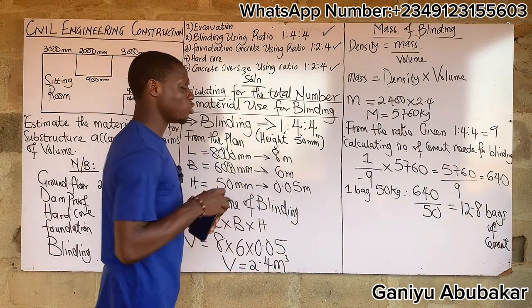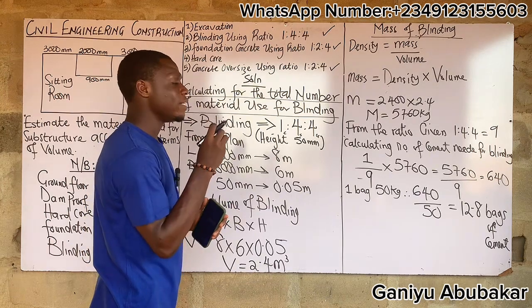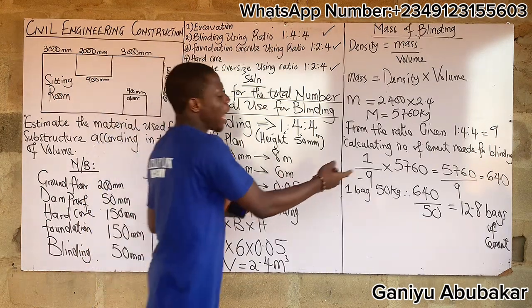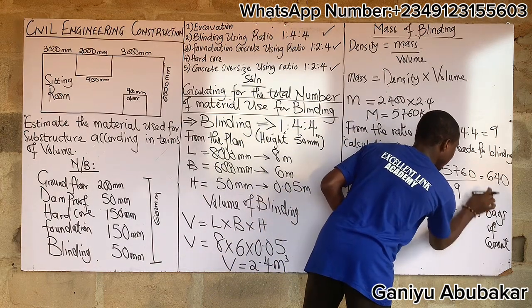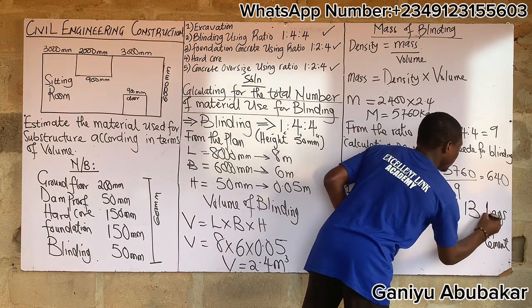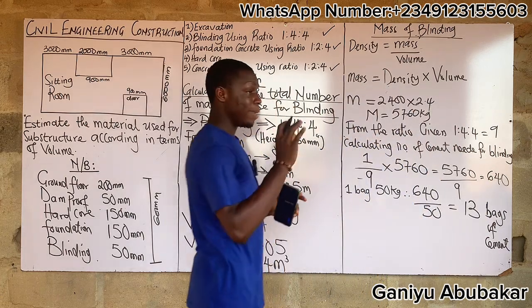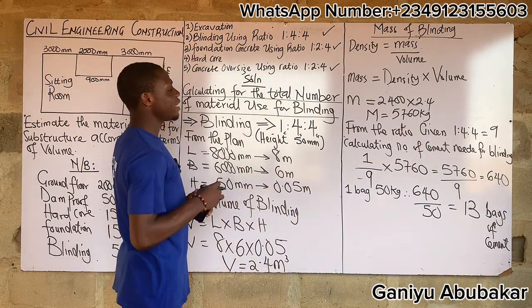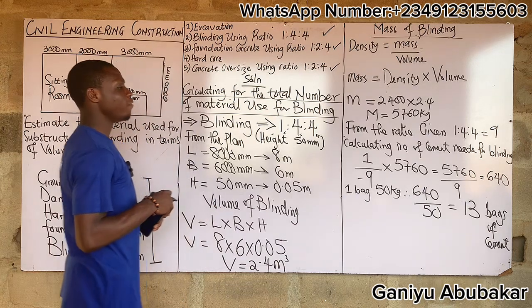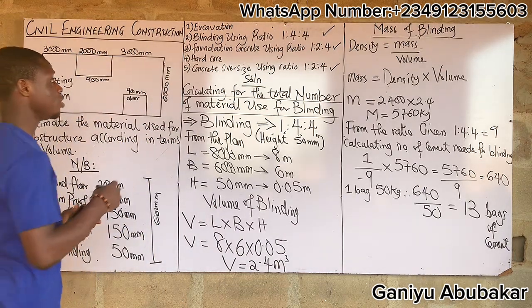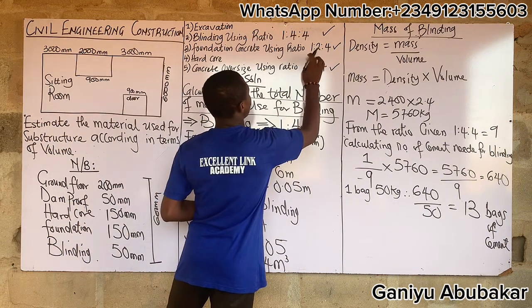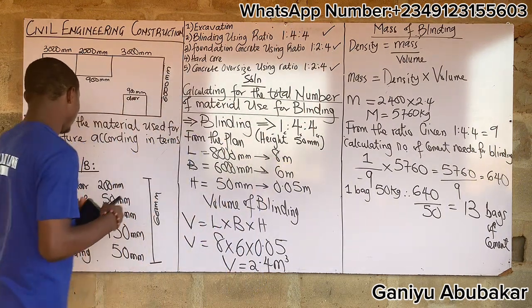So keep this information very well. For blinding, my number of cement needed is, perhaps you can say, 13. So I can approximate and use 13 instead. 13 bags of cement for my blinding. Let's get the number of sand and granite needed for the blinding, and then move to the foundation concrete using ratio 1:4.